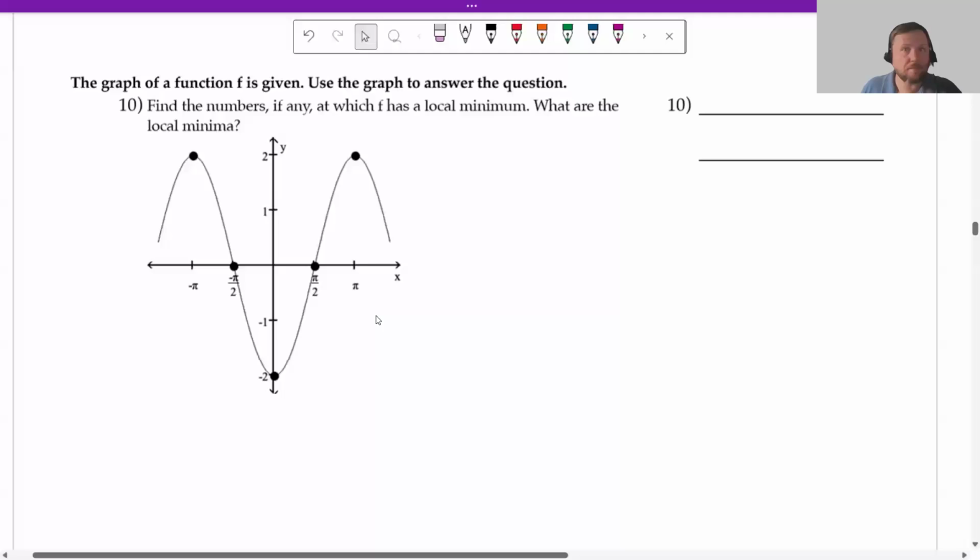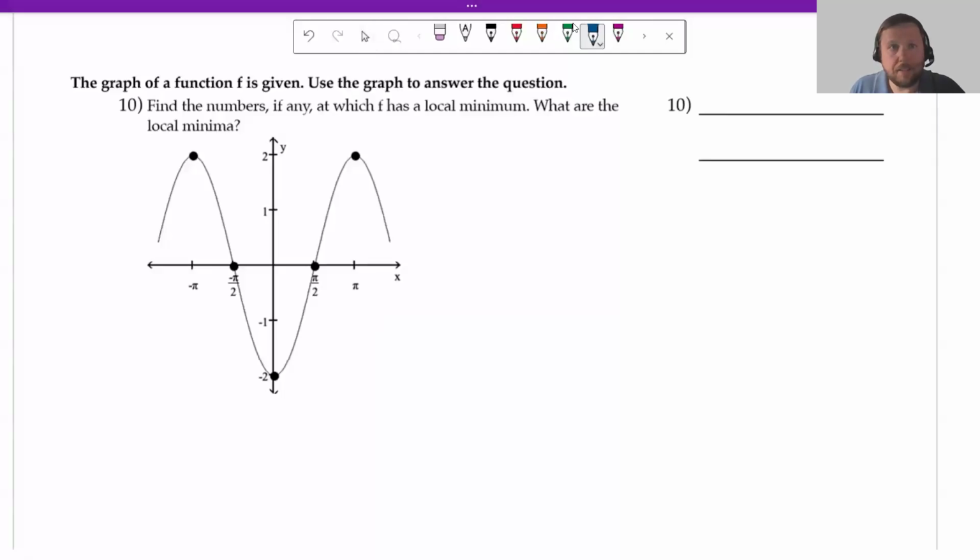Number 10. The graph of a function f is given. Use the graph to answer the question. Find the numbers, if any, at which f has a local minimum. What are the local minima? So I can see that this one right here is the only one that qualifies as a local minimum, and it's this point (0, -2).